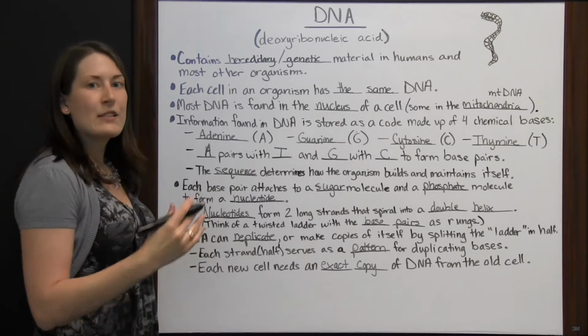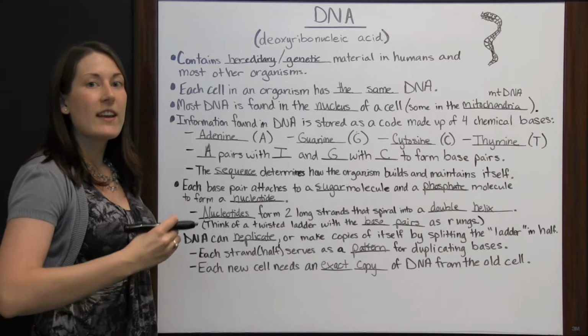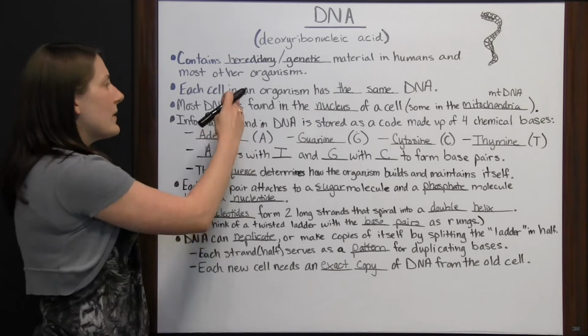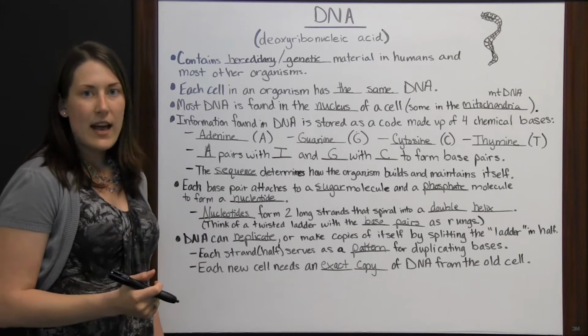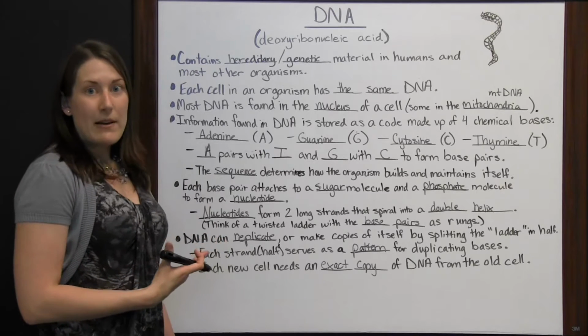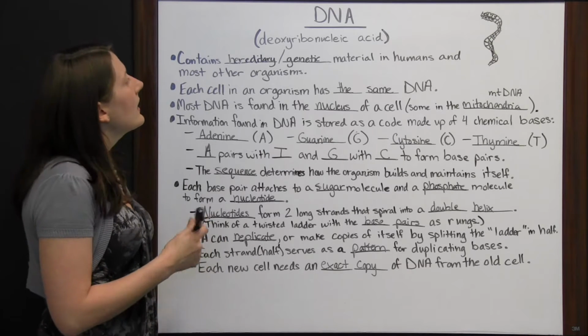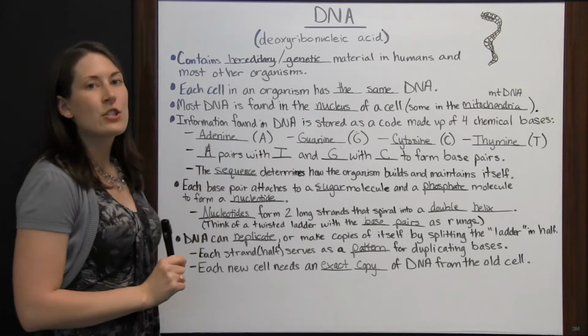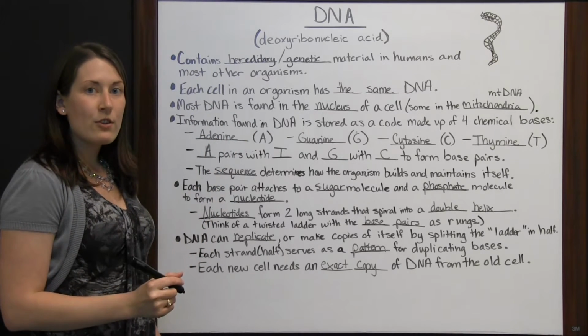So if the DNA is replicating itself, it needs to be giving an exact copy to a new cell so that this can continue, and the organism is going to continue to have the same DNA in it. So you will see a lot about DNA in biology, and it's important to remember that DNA is the hereditary or genetic material. It's usually found in the nucleus.